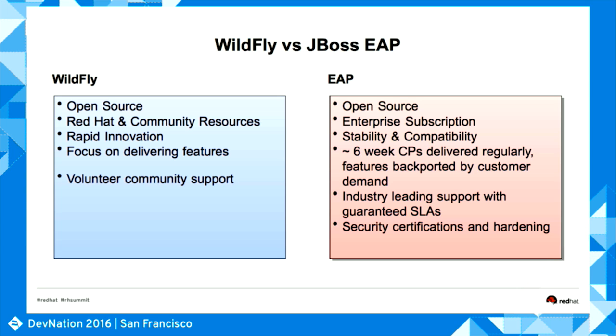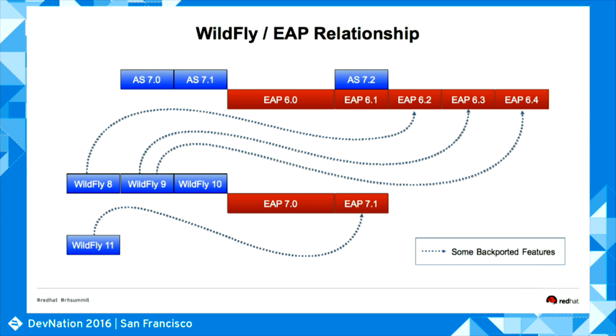We have a very interesting CP, cumulative patch stream. So the latest release receives fixes every 6 weeks or so. We have all the usual stuff, certification, security hardening, and all those goodies. So you can also see the relationship between the two projects.